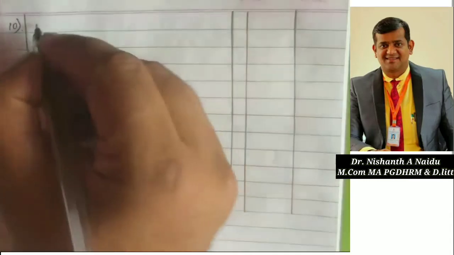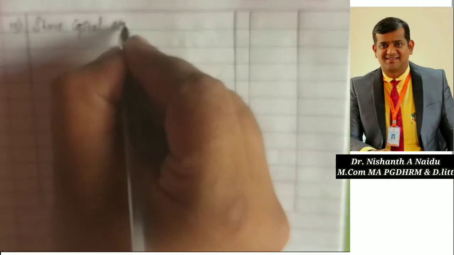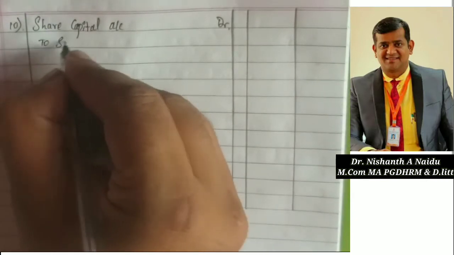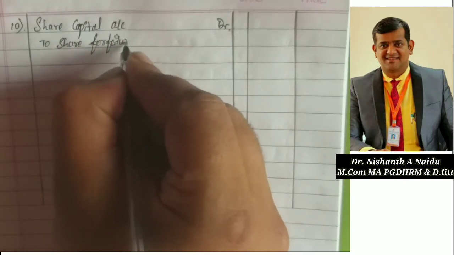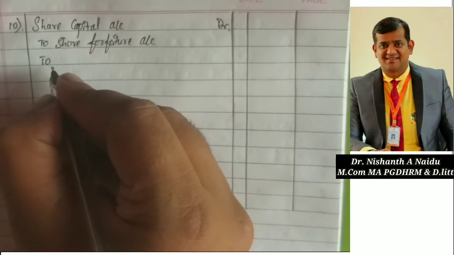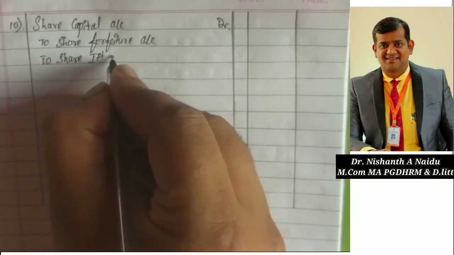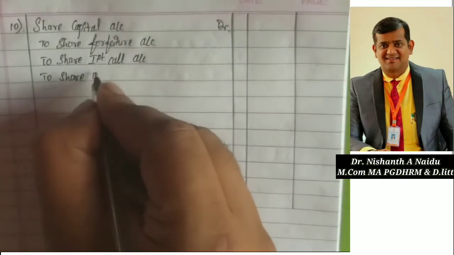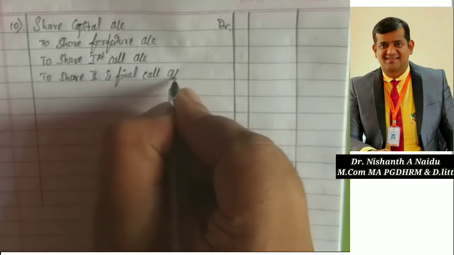So now forfeiture entry means first we are supposed to write share capital account debtor to share forfeiture account, and to the amounts which are not paid by him, that is first call and second call. Correct. So write share first call account to share second and final call account.